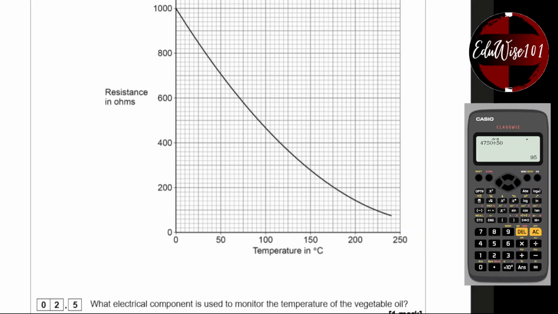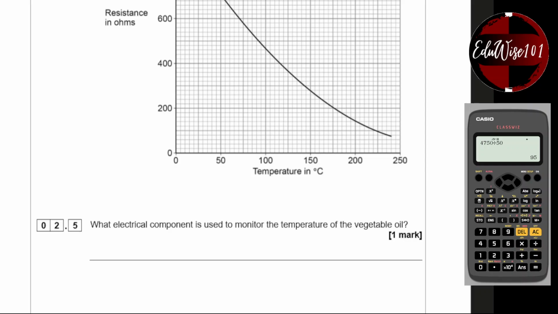Question 2.5. What electrical component is used to measure the temperature of the vegetable oil? That would be a thermistor. Remember, thermistors have a symbol like this. That is the electrical symbol for a thermistor, and its resistance changes with temperature.